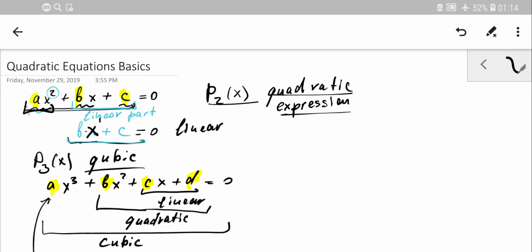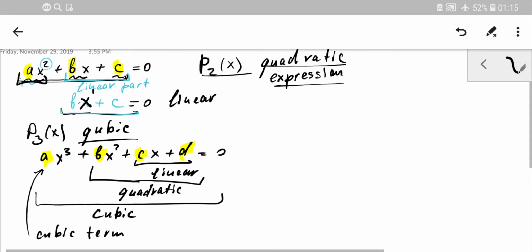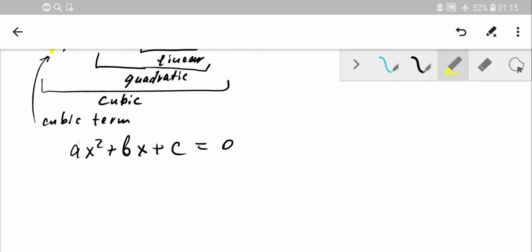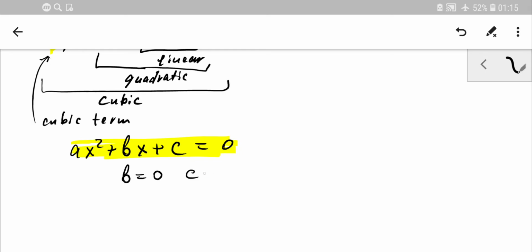So, right. Hence, we have the following: ax squared plus bx plus c. This is the standard expanded or complete form with all terms. But what if, let's say, b equals 0 and c equals 0? What will we have in this case?